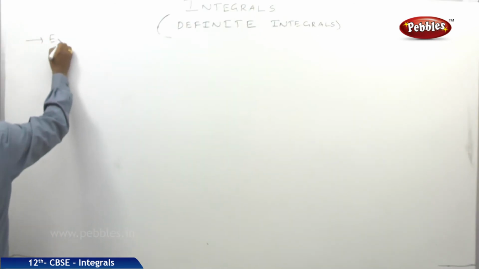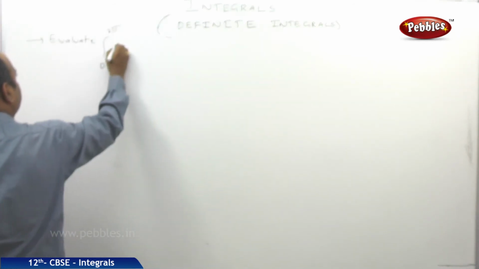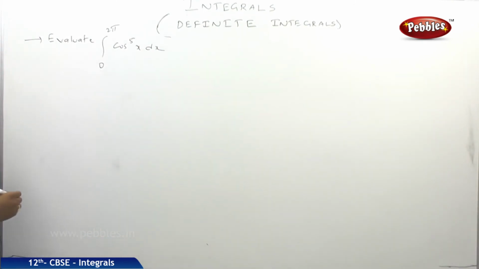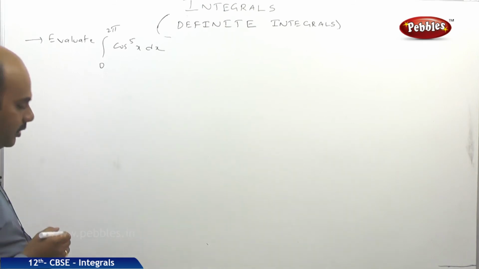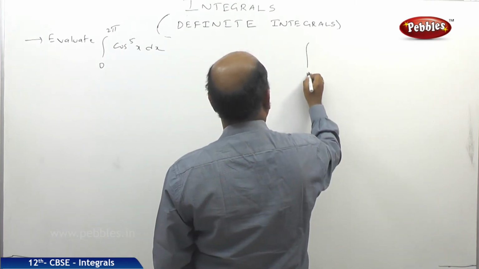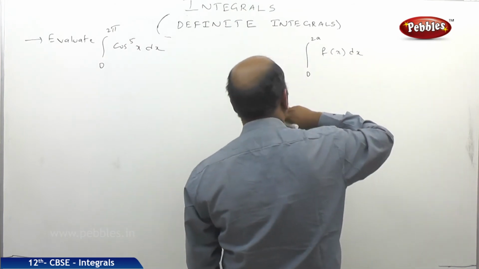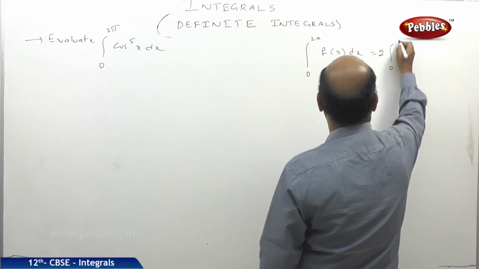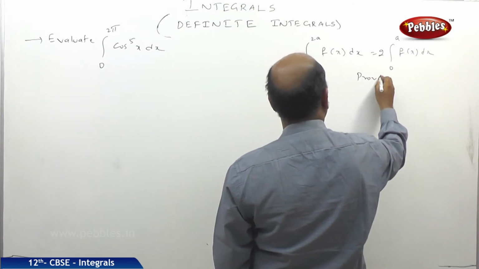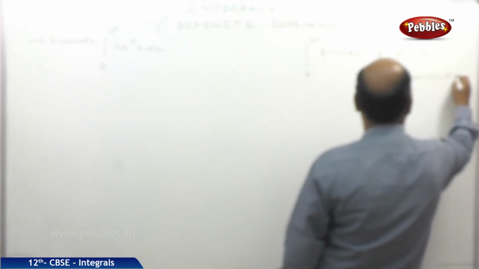Evaluate the integral from 0 to 2 pi of cos power 5x dx. For proving this property, we need to remember an important property. What is that property? The integral from 0 to 2a of f of x dx is equal to 2 into the integral from 0 to a of f of x dx, provided f of 2a minus x is equal to f of x.